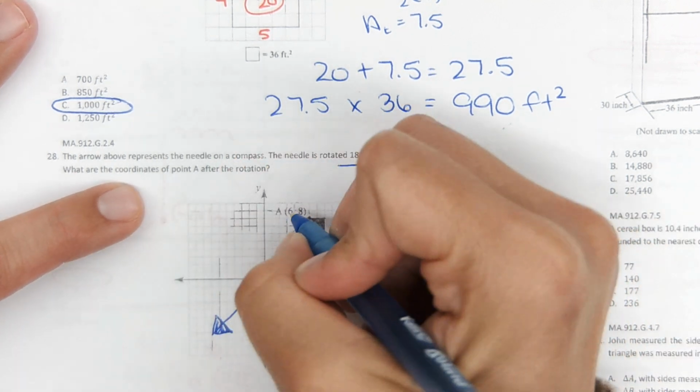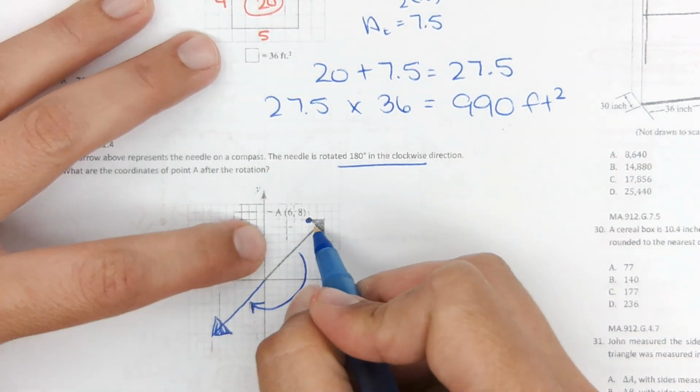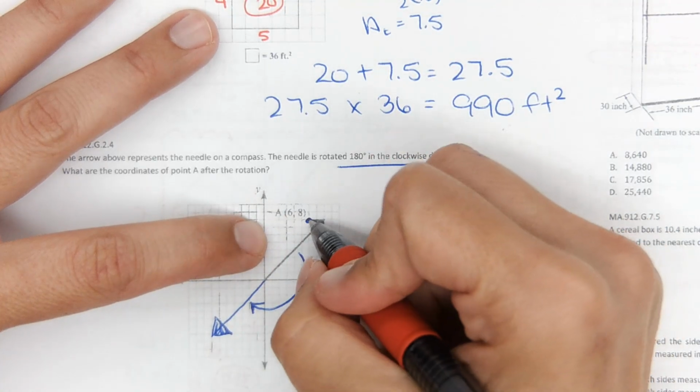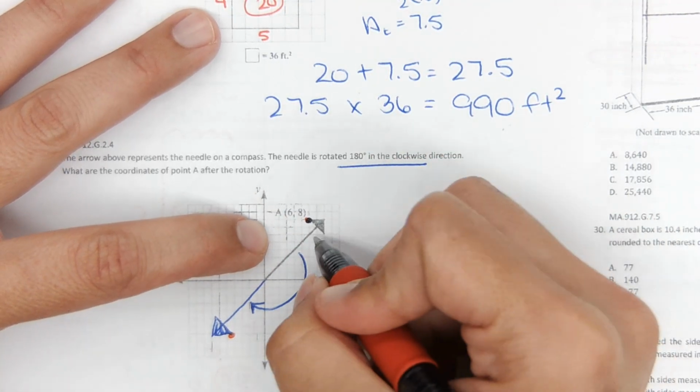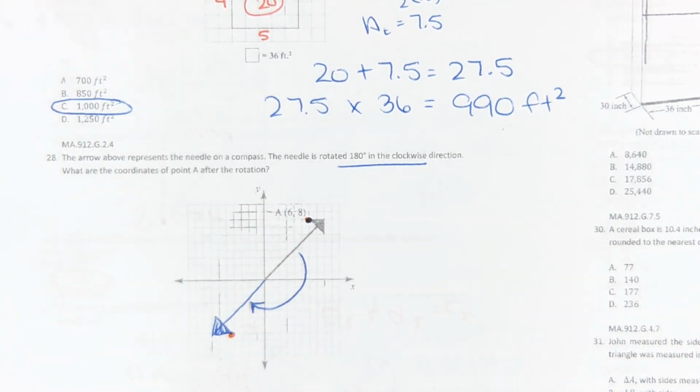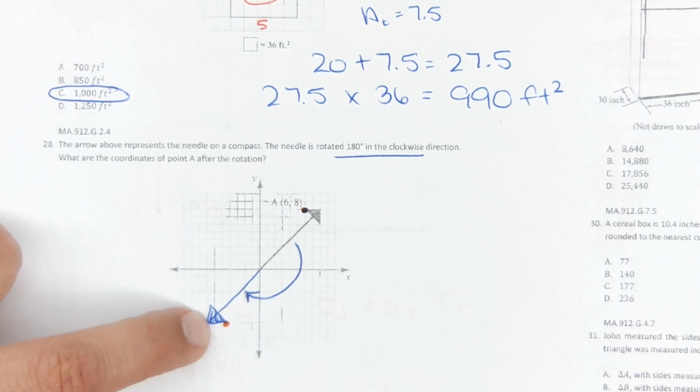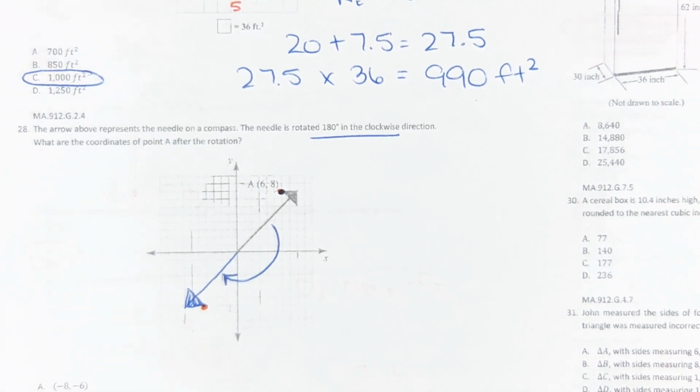It asks about point A, which is right here. And so when I rotate that around, it would be right here. Like if I rotated it, it would land right there. The coordinates of this, there's different ways you can do it. One way is to use the coordinate rules.